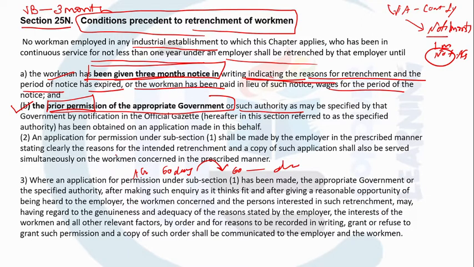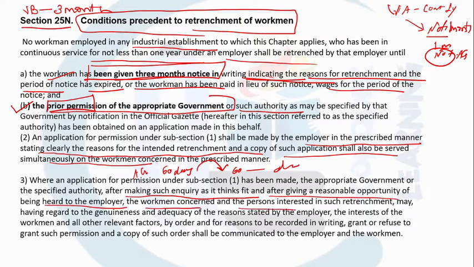So an application for the permission shall be made by the employer in a prescribed manner, clearly stating the reasons of intended retrenchment. Copy of application shall be served simultaneously to the workmen. Where an application for the permission has been made, the appropriate government, after making inquiry and giving a reasonable opportunity of being heard, having regard to the genuineness and adequacy of the reasons stated, may decide.